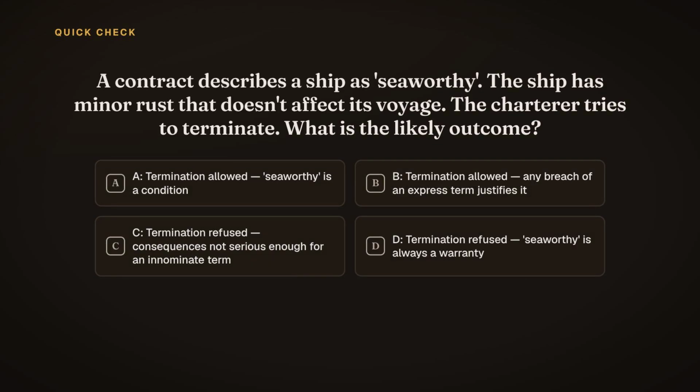Here's your check. A charter party describes a ship as seaworthy. On delivery, the ship has minor surface rust that has no effect on the voyage whatsoever. The charterer tries to terminate the contract, citing breach of the seaworthiness term. What is the likely outcome? Option A, termination allowed. Seaworthy is a condition. Option B, termination allowed. Any breach of an express term justifies termination. Option C, termination refused. The consequences of the breach are not serious enough. Option D, termination refused. Seaworthy is always a warranty.